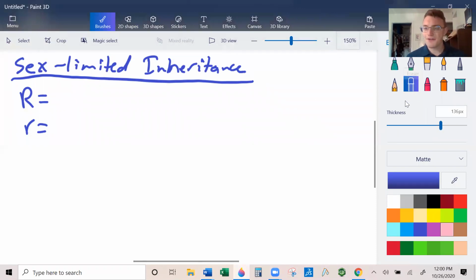Lethal alleles are fun, not for the person getting them, but for the Punnett squares and the phenotypic ratios, because lethal alleles really mess with your phenotypic ratios. You can have lethal dominant alleles, or you can have lethal recessive alleles. The one on your homework is a lethal dominant allele. I'll show you an example of a lethal recessive and a lethal dominant allele.